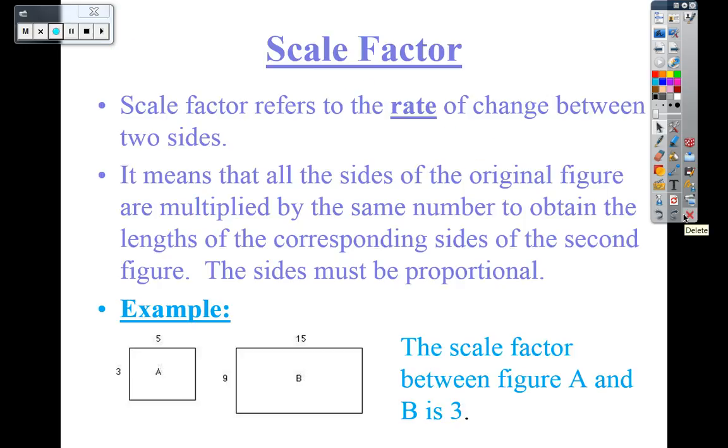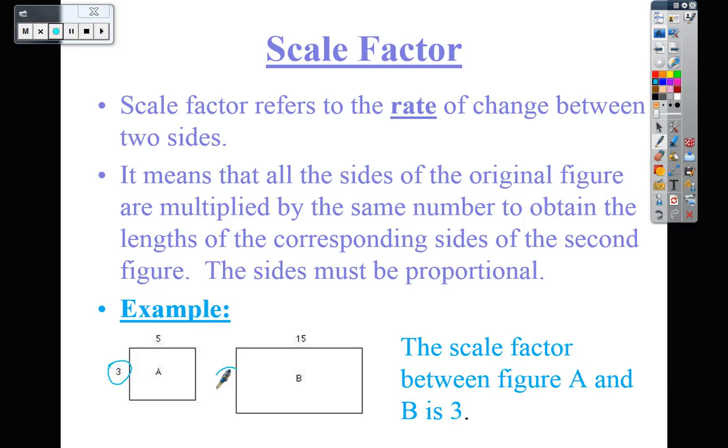Now, scale factor. Scale factor refers to the rate of change between two sides. It means that all sides of the original figure are multiplied by the same number to get the length of the corresponding sides of the second figure. So this is saying that the sides must be proportional. Whatever I multiply the first side by to get the second side has to be the same, or the figure will change. So this side corresponds to this side, and I multiplied 3 times 3 to get 9. That means I have to multiply this 5 times 3 to get 15 if they are in fact proportional. So the scale factor between figure A and B is 3.